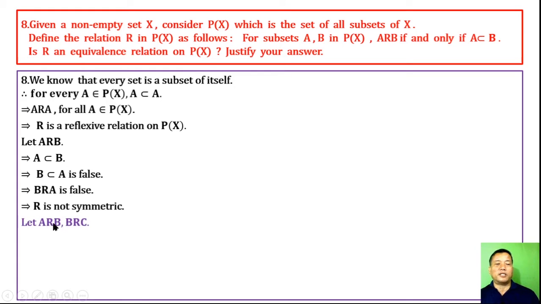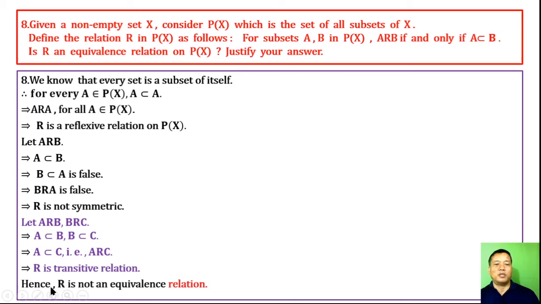Next, transitive. Let A be related to B and B be related to C. This gives A is a subset of B and B is a subset of C. Then automatically A is a subset of C, that is, A is related to C. This implies R is a transitive relation. So R is reflexive, not symmetric, and transitive. Hence R is not an equivalence relation, since symmetry fails.